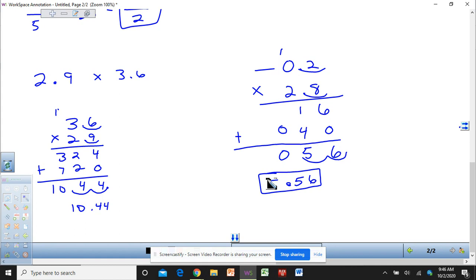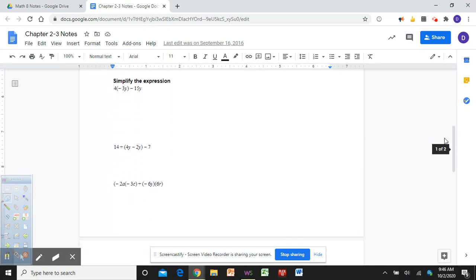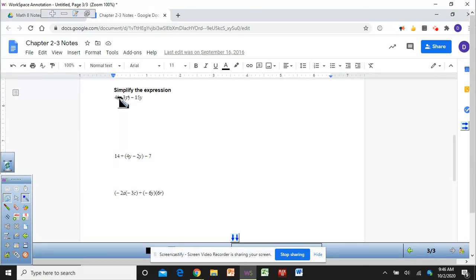And that's how you multiply decimals. Okay, it's one of the easiest things to do. I honestly think multiplying fractions is easier, but a lot of people like to multiply decimals. Now, the last part of your assignment you're going to see today is we're going to simplify these expressions. And you might remember doing this a while ago. It's kind of just a re-up.